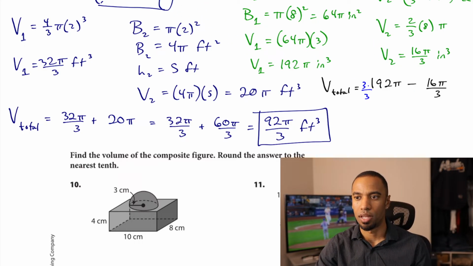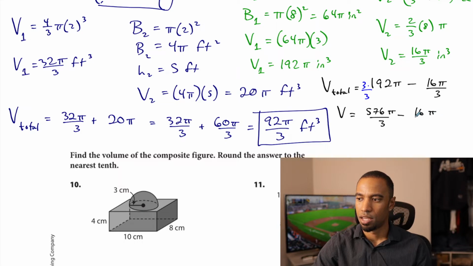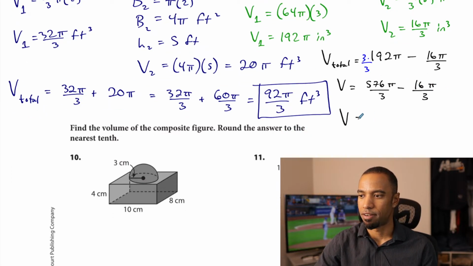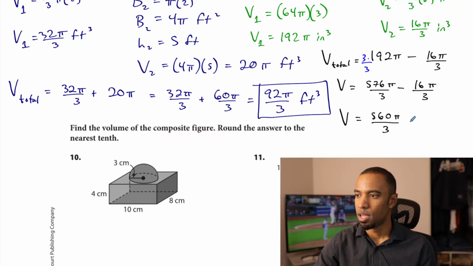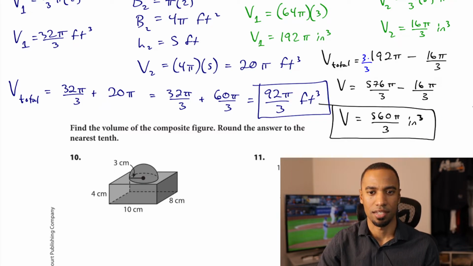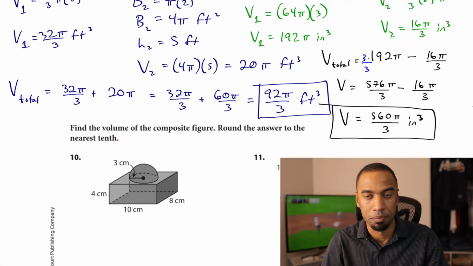Actually, I had a faster way to do that. We have 576 pi over 3 minus 16 pi over 3. Okay, and that will give us 560 pi over 3, if I did all that right. And that's going to be cubic inches. This one cannot reduce or divide any further. We are set with that one. That is the final volume of that composite figure.